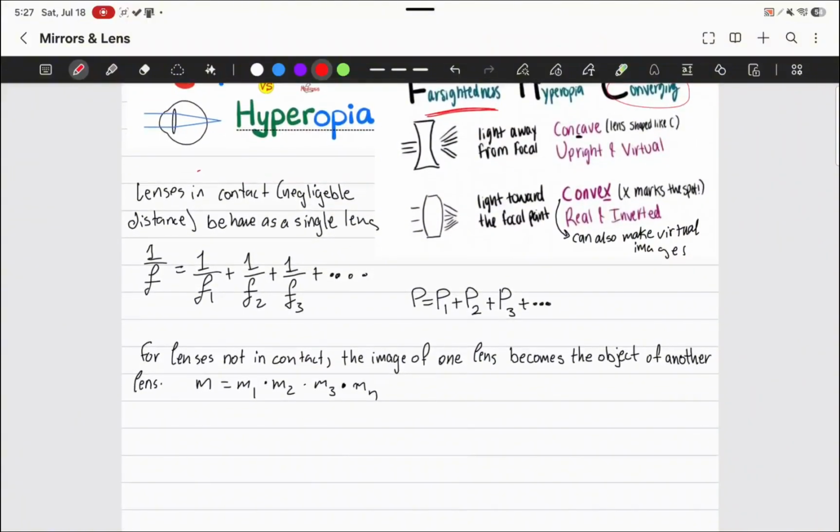Another thing is, when lenses are in contact and the distance is negligible, you would just add up the focal lengths, and the power, you'd also add up. For lenses that are not in contact, the image of one lens will become the object of another lens. So the magnification would just be the magnification of the first lens times the other one, times the other one, times the other one.